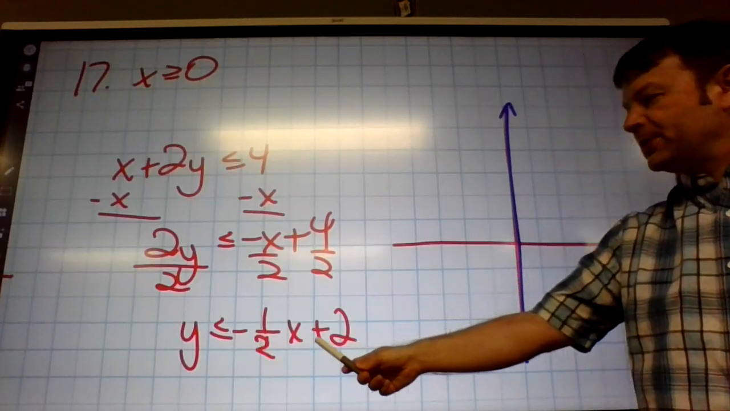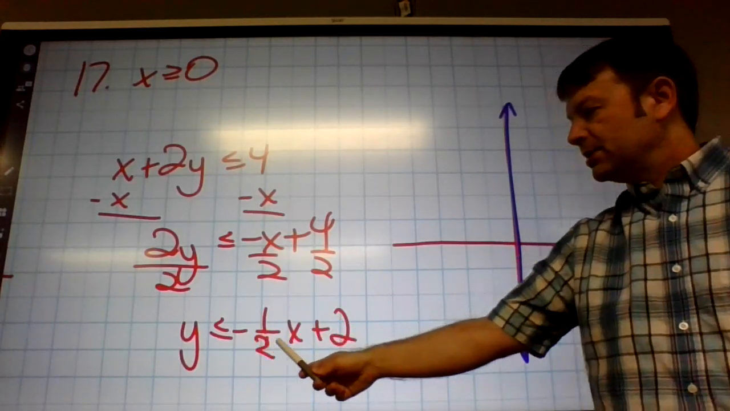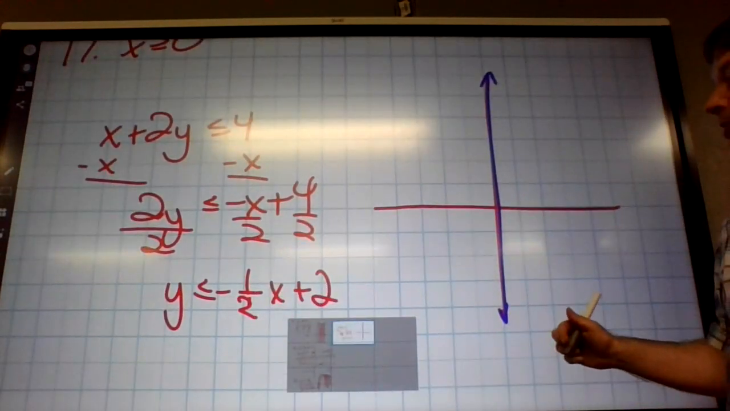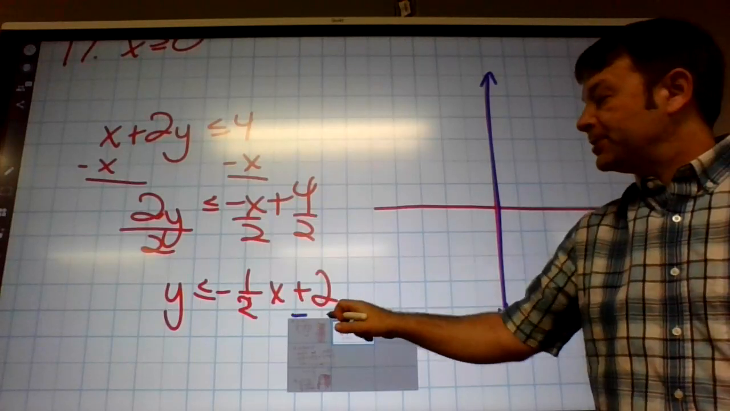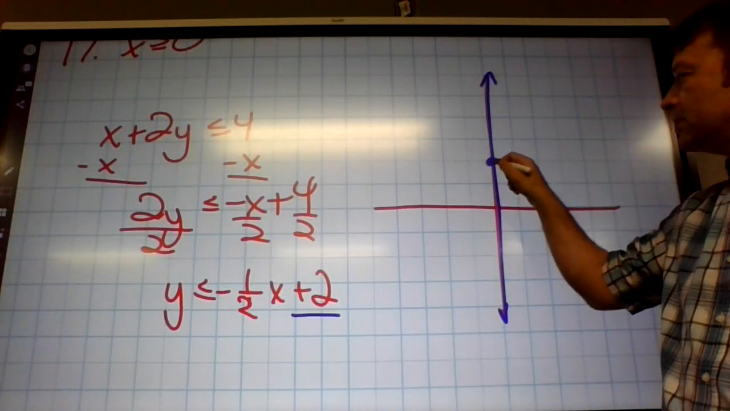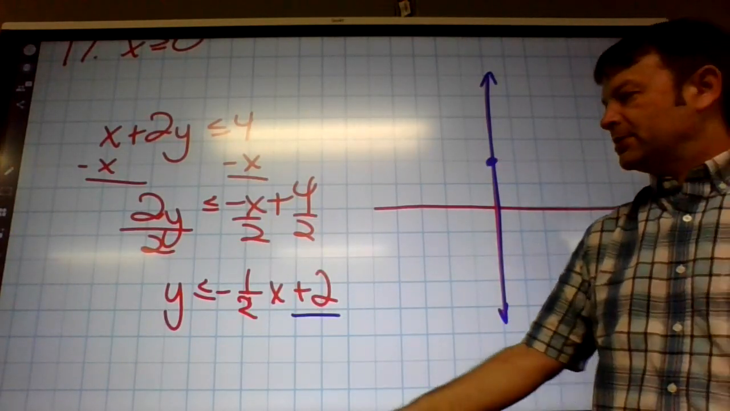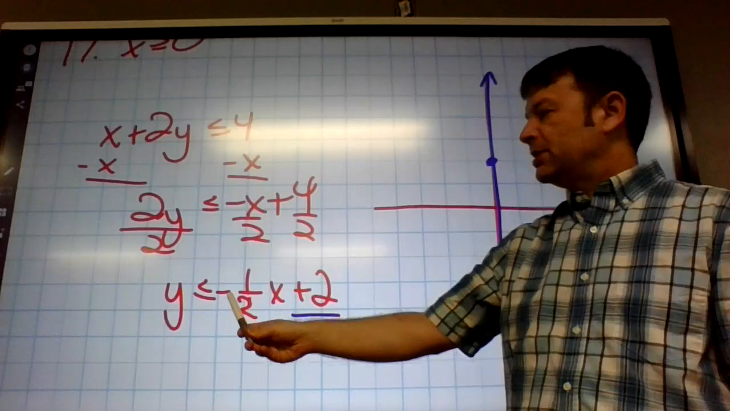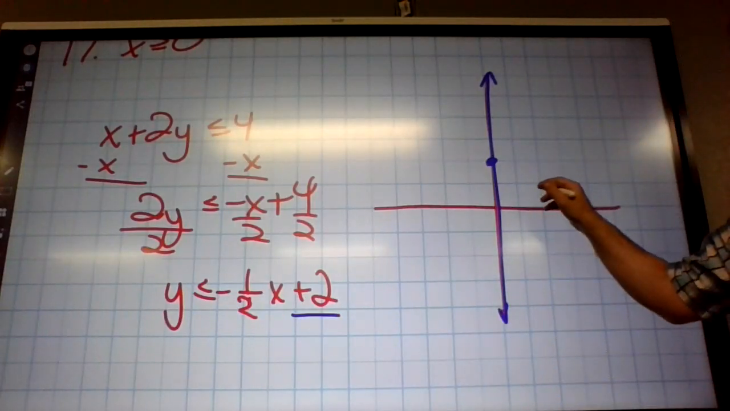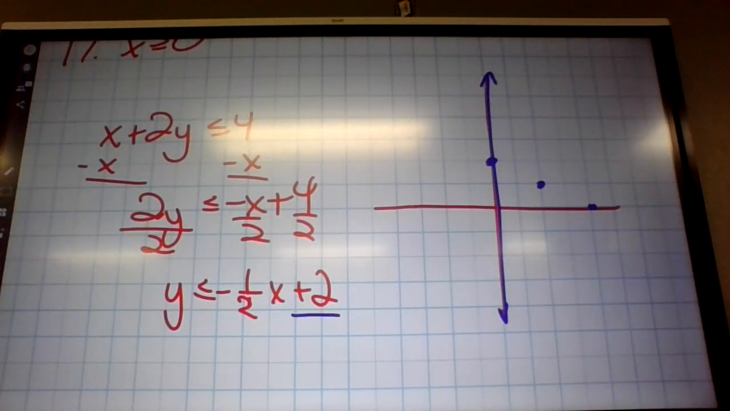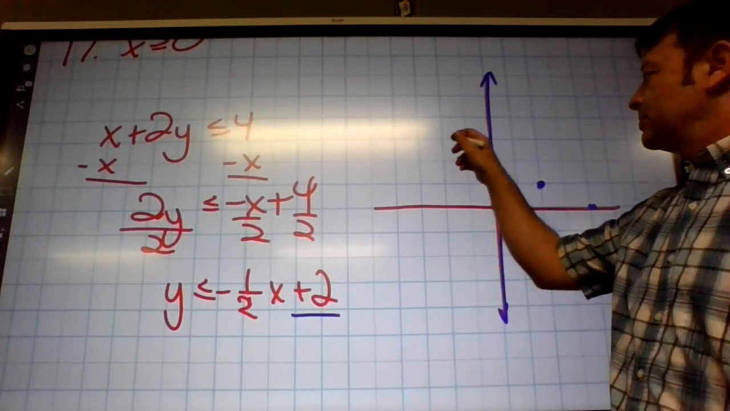This is in slope-intercept form. It's a linear inequality, so it's going to start up 2. And where are we going to go from there? Down 1, right 2. Okay, is that line solid or dashed? It's solid as well.